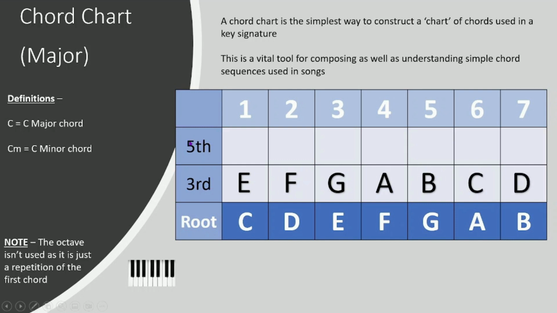Now to find a fifth, guess what? Just like with the third, we're going to follow the number. For the fifth, we look at what's down at the bottom of column number 5, G, and that tells us what is a fifth above C. G. Then again, just like with the third row, we are just following it along. A, B, then back to the beginning. C, D, E, and F. That gives us our fully completed major chord chart.